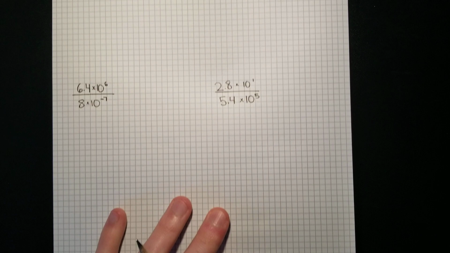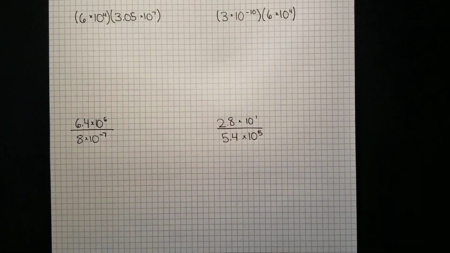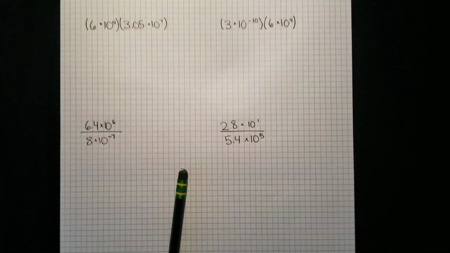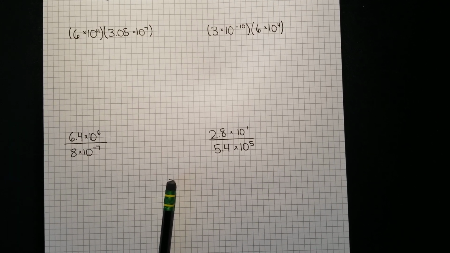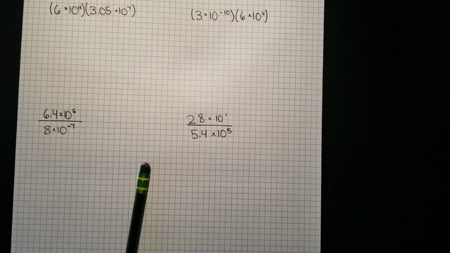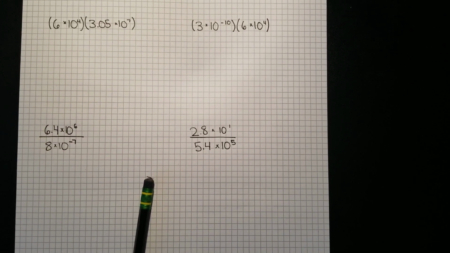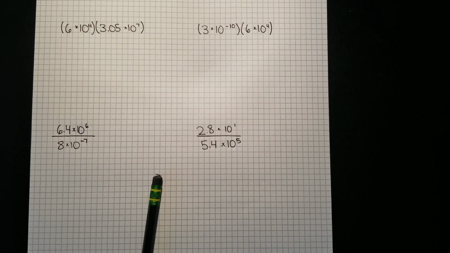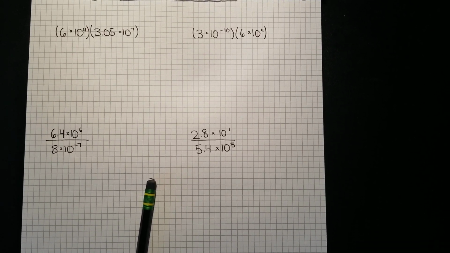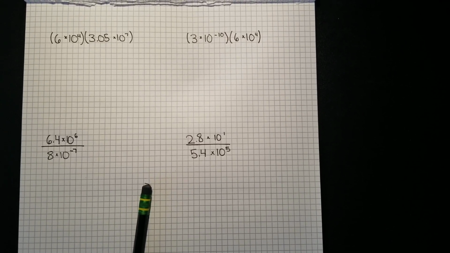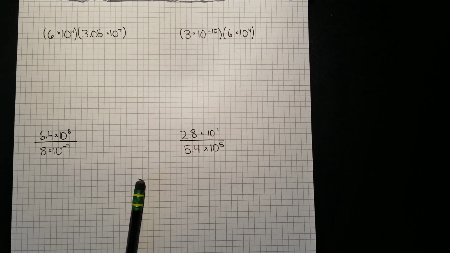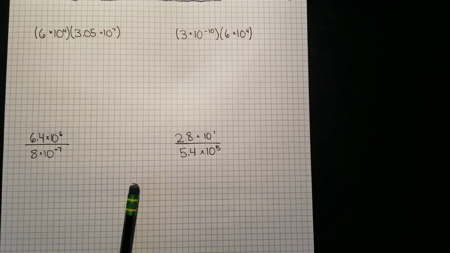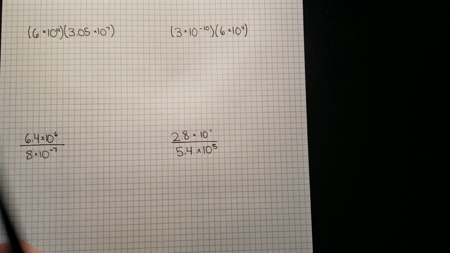After that, the other stuff that we're going to have to do is we're going to be multiplying and dividing with scientific notation. So when you do something like this, we're going to start by doing the multiplication. And the way we start this is by multiplying the numbers themselves. So on a calculator, all you have to do is 6 times 3.05, and figure out what that's going to be equal to.